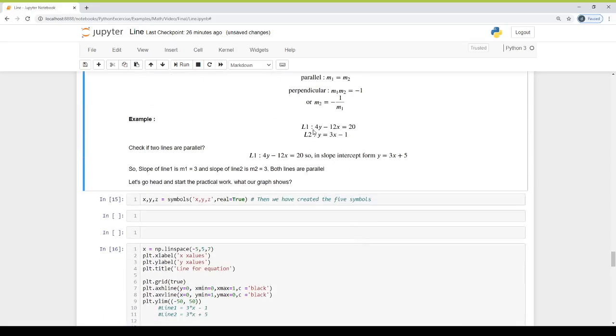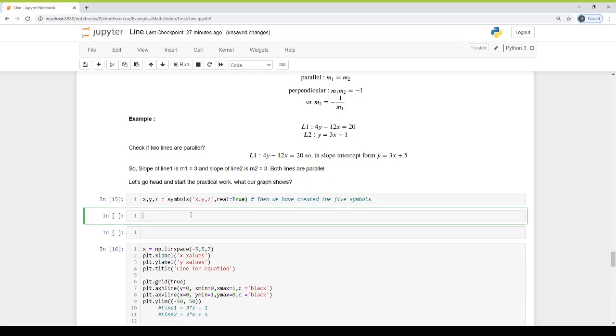For example, line 1: 4y minus 12x is equal to 20. In slope intercept form, this will become y is equal to 3x plus 5. So the slope of line L1 is equal to 3 and the slope of line L2 is also 3. That means the 2 slopes are equal, so both lines are parallel.